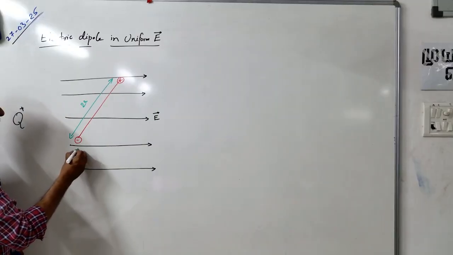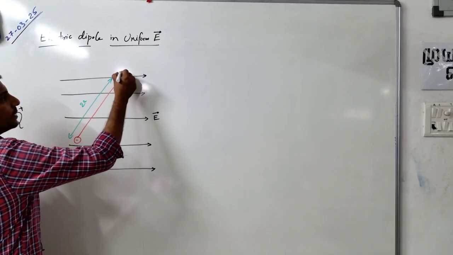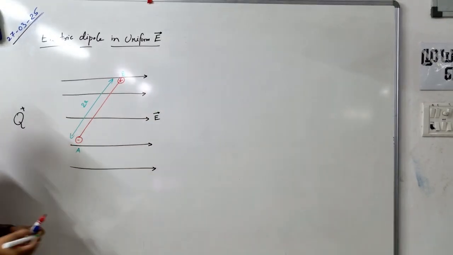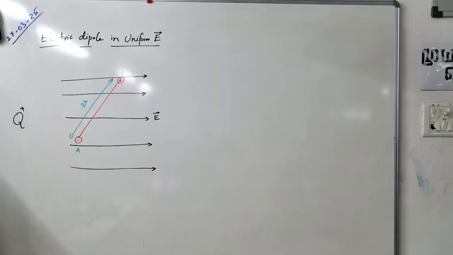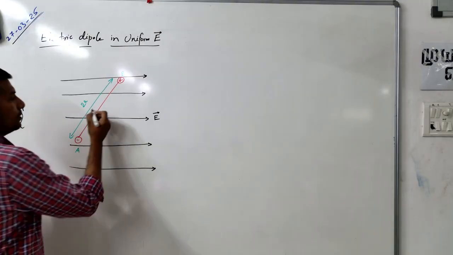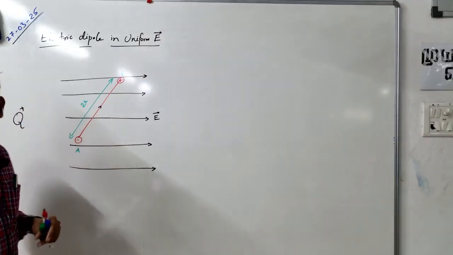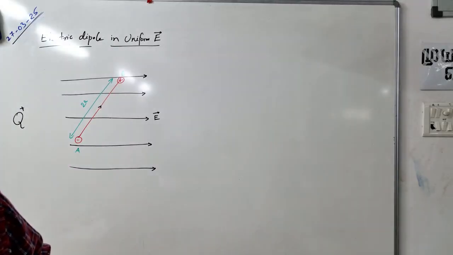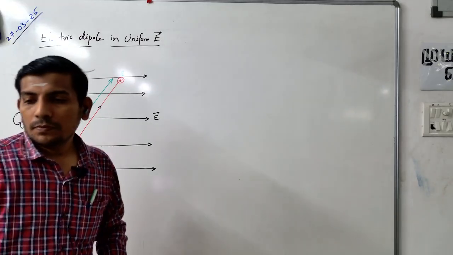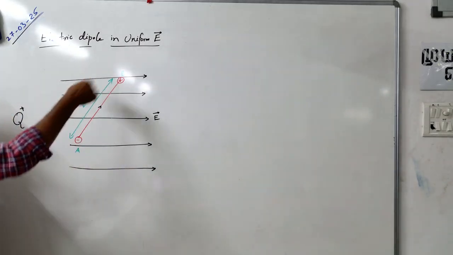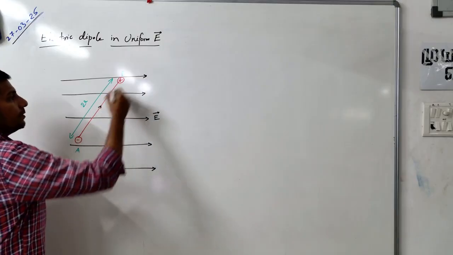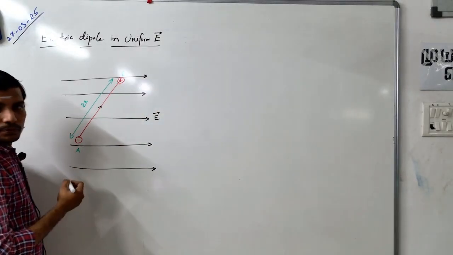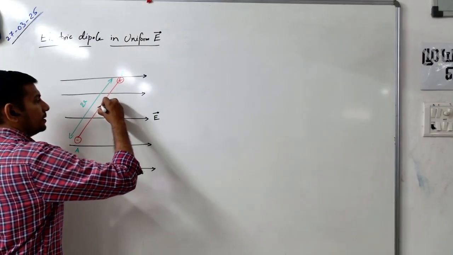Let me call this point A and this point B, where we have kept the positive and negative charges. And the dipole moment of this electric dipole is directed from negative to positive. So the P vector is in this direction.